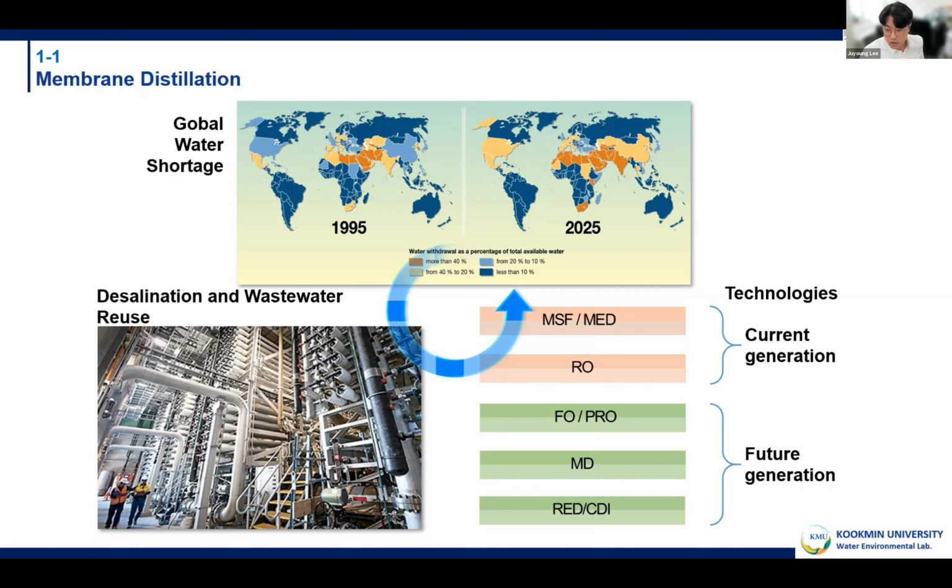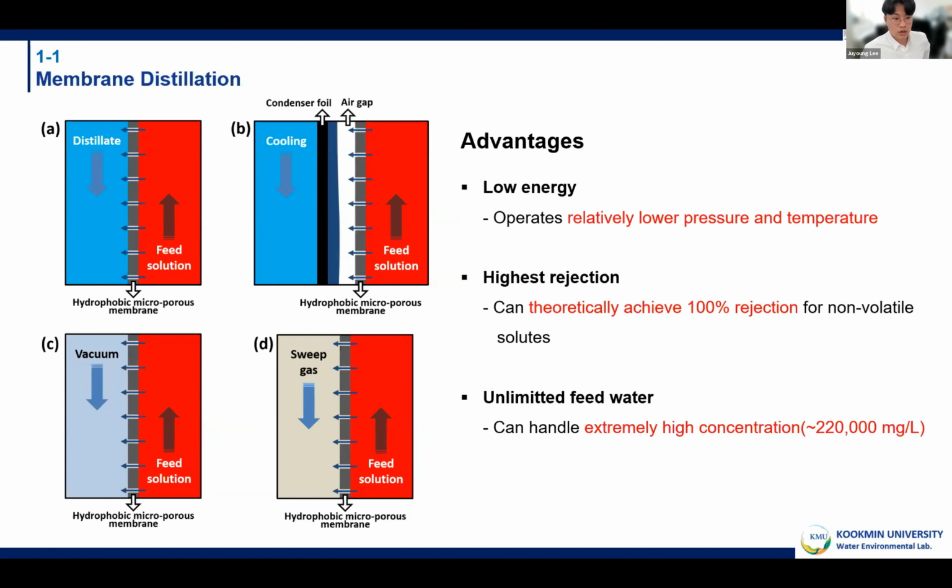Membrane distillation is a thermally driven process that uses a hydrophobic membrane as an evaporator. It has several advantages: it can operate at relatively low temperatures and pressures, theoretically 100% removal of non-volatile solutes, and it can handle very high concentrations. When MD is applied, there are 4 different ways of implementing MD as shown in the figure. Among them, we chose direct contact membrane distillation, which has the simplest configuration with easy operation.